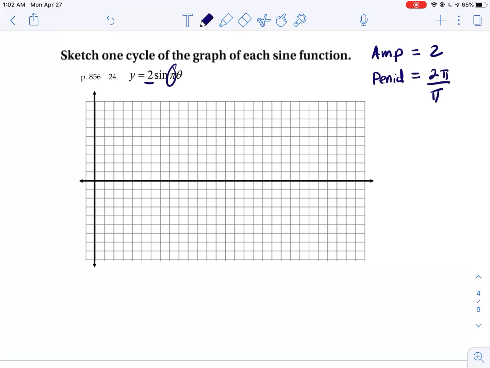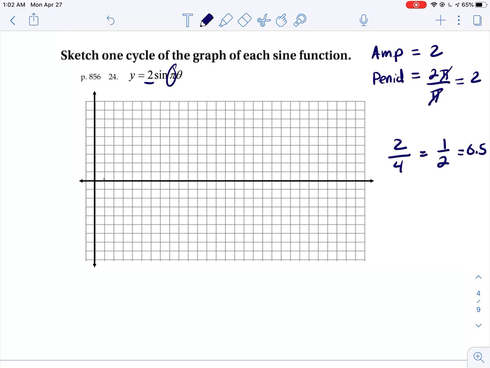And my period is, remember, 2 pi divided by my b value, which in this case is pi. So I can cancel these out. My period is 2. That means 1 full cycle needs to end when we get to 2. Okay, so we'll now take our period and we divide it into 4 equal sections. So 2 over 4 reduces down to 1/2, which for the sake of graphing, we're going to leave at 0.5 just to make our lives a little bit easier.